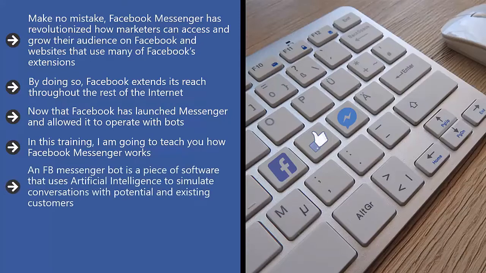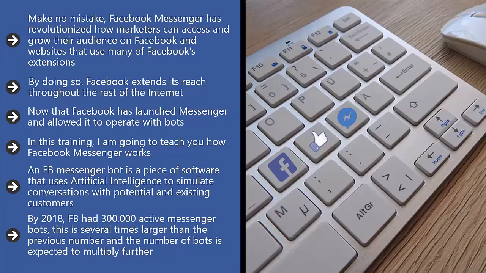An FB Messenger bot is a piece of software that uses artificial intelligence to simulate conversations with potential and existing customers. Using an FB Messenger bot enables any business to possibly engage some of the 1.3 billion FB Messenger monthly users. By 2018, FB had 300,000 active Messenger bots. This is several times larger than the previous number, and the number of bots is expected to multiply further. What are you doing to take advantage of this great opportunity to automate your engagement with your audience?